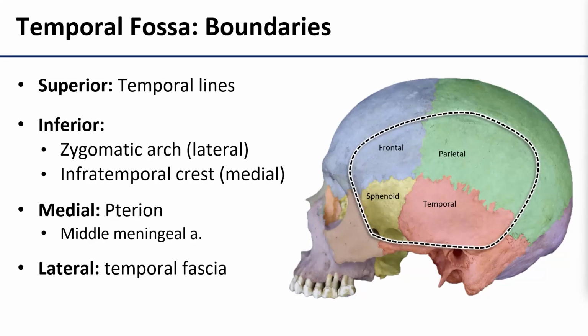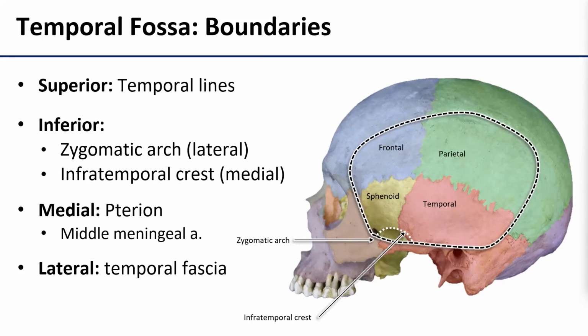Its inferior border is the zygomatic arch and the infratemporal crest. Now remember that the zygomatic arch here protrudes laterally, so that is considered the lateral portion of the inferior border, while the infratemporal crest, I'll draw that on there, makes up the medial portion.